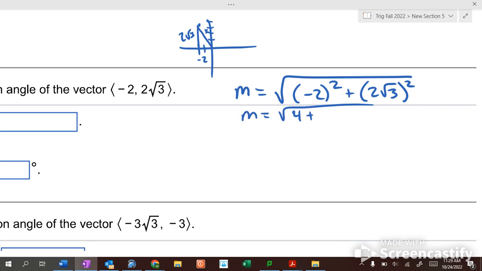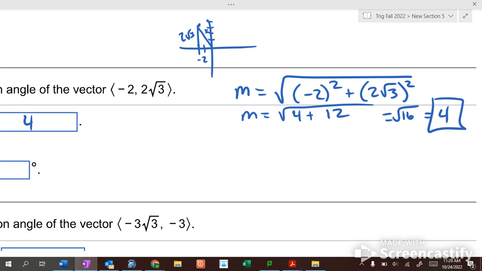4. 2 square root of 3 squared. You take 2 and you square it, and take the square root of 3 and you square it. What's the square root of 3 squared? 3. 2 squared is 4. 4 times 3 is 12. So it's the square root of 16, which is 4. So your magnitude is 4.